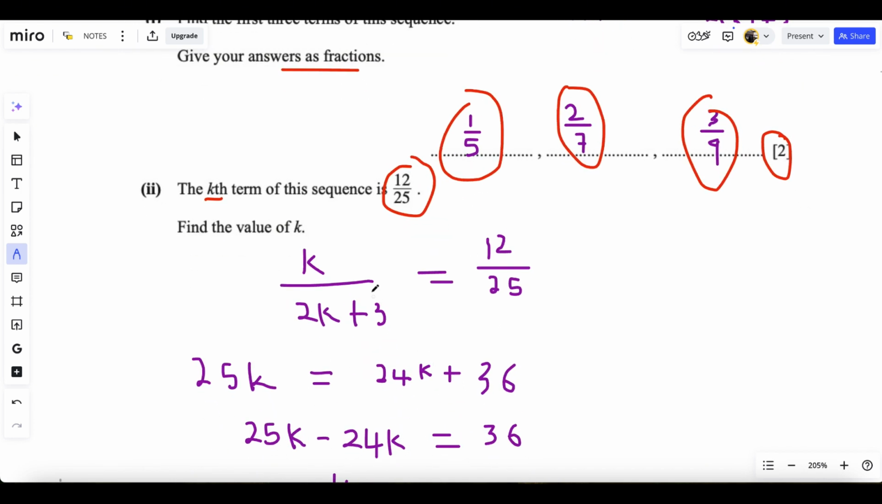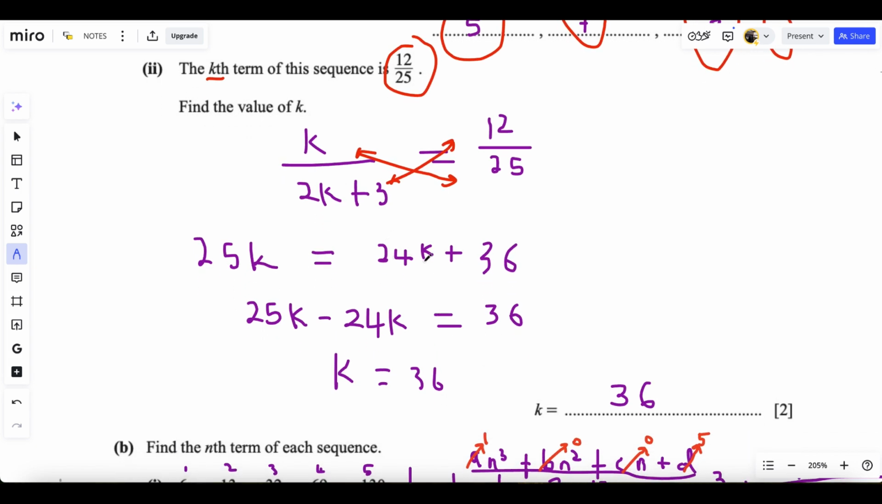The next step is to cross multiply. You multiply this by this, we get 25 times k, which is 25k, equal to, cross multiplying to this side, 12 times 2k, you get 24k, and 12 times 3, you get plus 36. Then we bring this 24k to join k on the left side, and it becomes minus, because 25k minus 24k equals 36. So 25k minus 24k, you get k left. 1k means k, okay? So k equals 36. You put it there, you get your 2 marks for being able to do this.